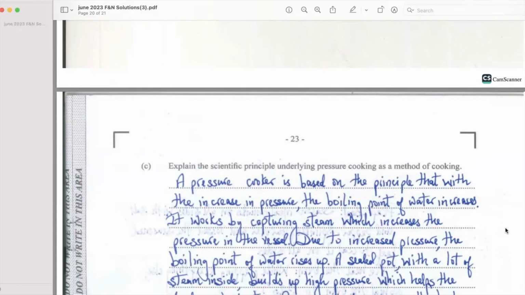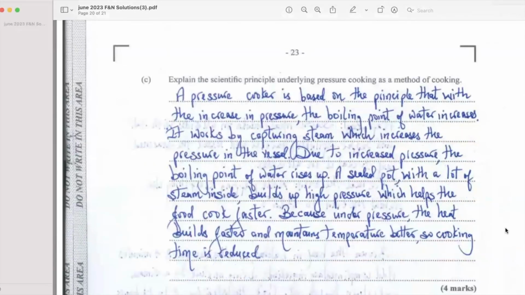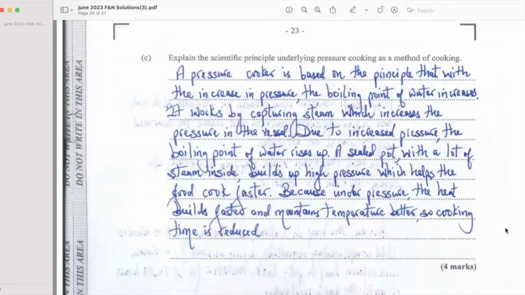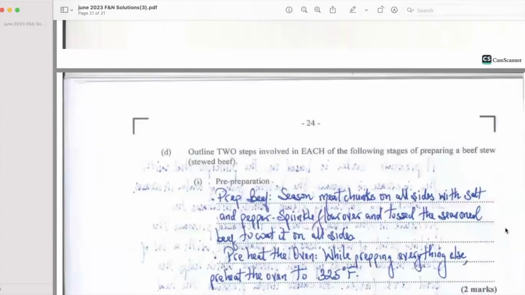So they're saying that a pressure cooker is based on a principle which increases the pressure, with the boiling point of water increasing. It works by capturing steam, which increases the pressure in the vessel. Due to the increased pressure, the boiling point of the water rises and the sealed top keeps the steam inside. That builds up the pressure, which helps the food cook faster. Because of the pressure, the heat builds faster and maintains the temperature better. So cooking takes a reduced time. All right, we're going down, almost there.